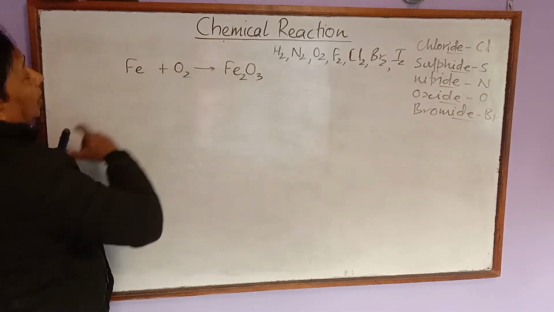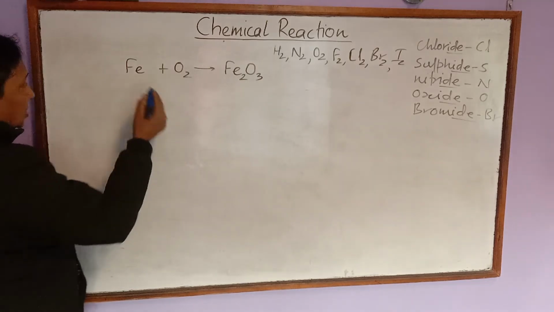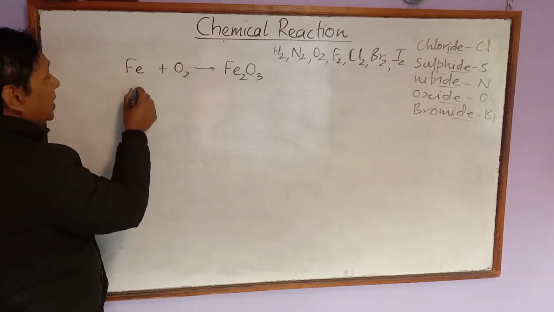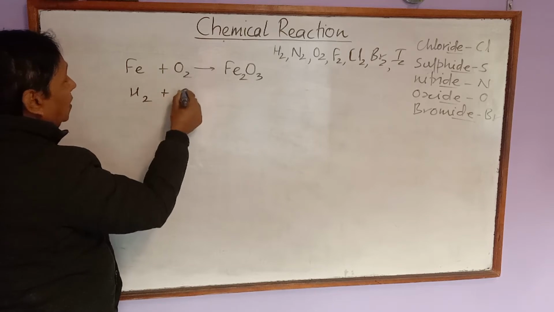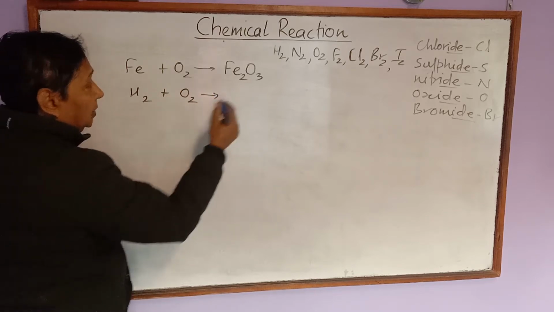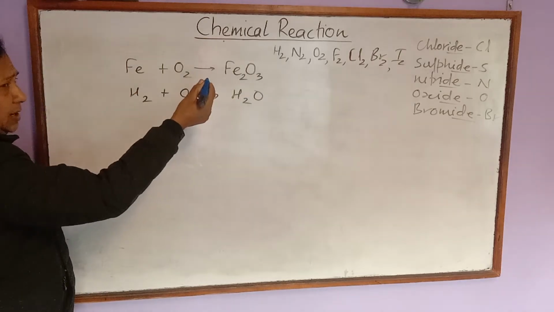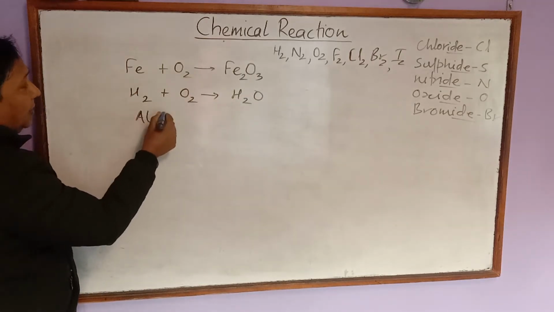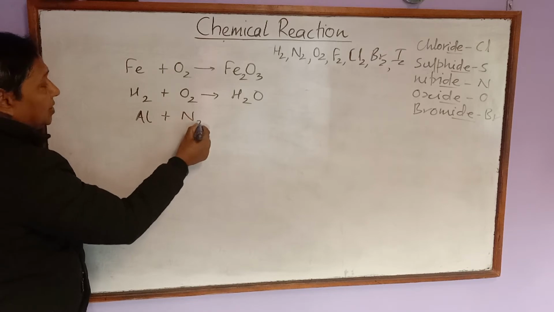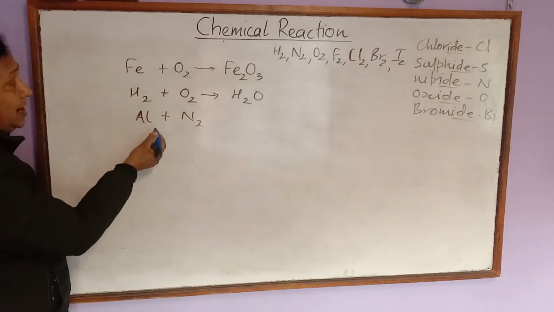Okay, now look at another one, just like this. When hydrogen combines with oxygen, what do they form? They form water. This is very simple. And let's take another one. Aluminium when it combines with nitrogen, we have to write N2. Aluminium we are writing monoatomic.